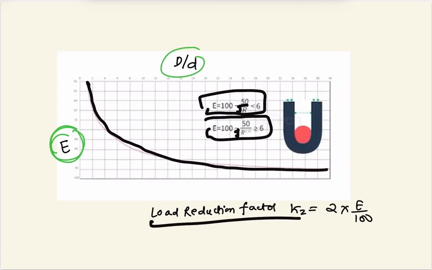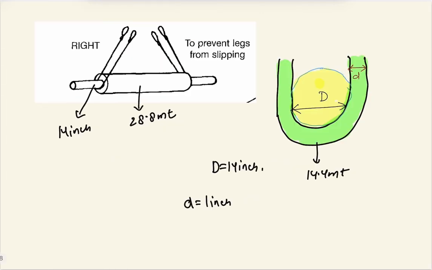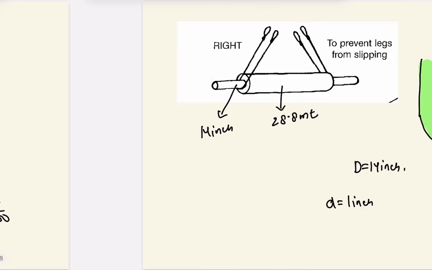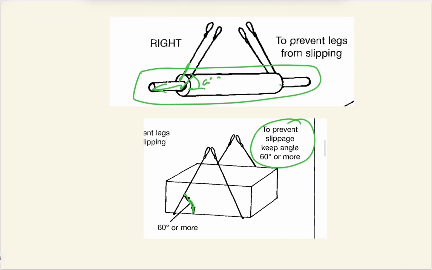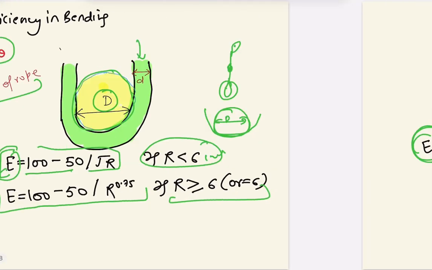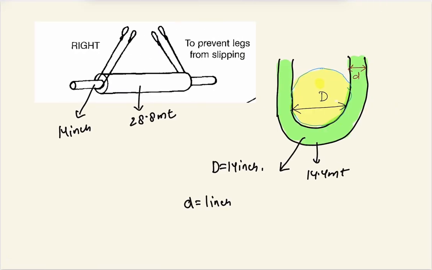Now the load reduction factor K2 due to bending is calculated using the formula K2 is equal to 2 into E by 100. Okay, it is clear. Basically, whenever we are using a basket hitch, there are two things: first is the bending, and the second is the sling angle. So we have to calculate the reduction factor for both bending as well as sling angle.